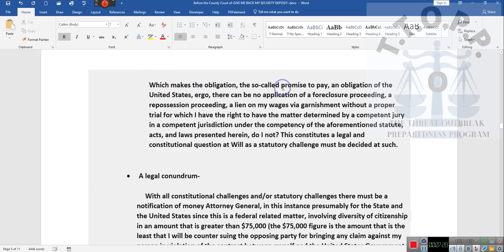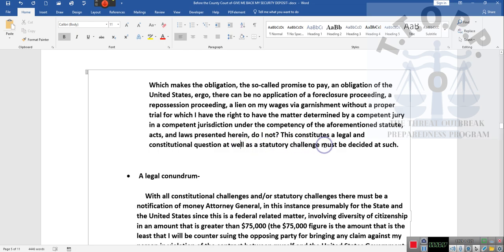Which makes the obligation, the so-called promise to pay, an obligation of the United States. Ergo, there can be no application of a foreclosure proceeding, a repossession proceeding, or a lien on my wages via garnishment without a proper trial, for which I have the right to have the matter determined by a competent jury in a competent jurisdiction under the competency of the aforementioned statute, acts, and laws presented herein. Do I not?